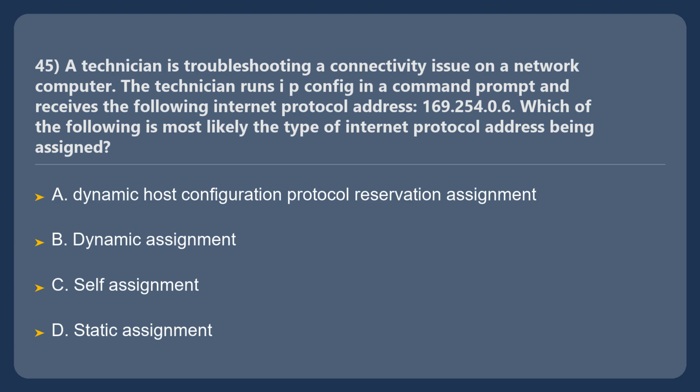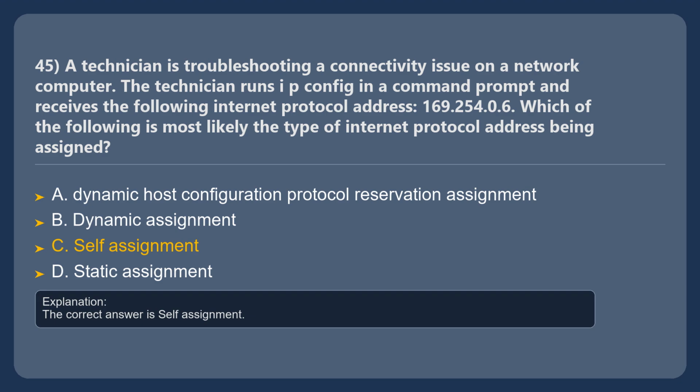Question 45. A technician is troubleshooting a connectivity issue on a network computer. The technician runs ipconfig in a command prompt and receives the following Internet Protocol address, 169.254.0.6. Which of the following is most likely the type of Internet Protocol address being assigned? Option A, Dynamic Host Configuration Protocol reservation assignment. Option B, dynamic assignment. Option C, self-assignment. Option D, static assignment. The correct answer is option C, self-assignment.